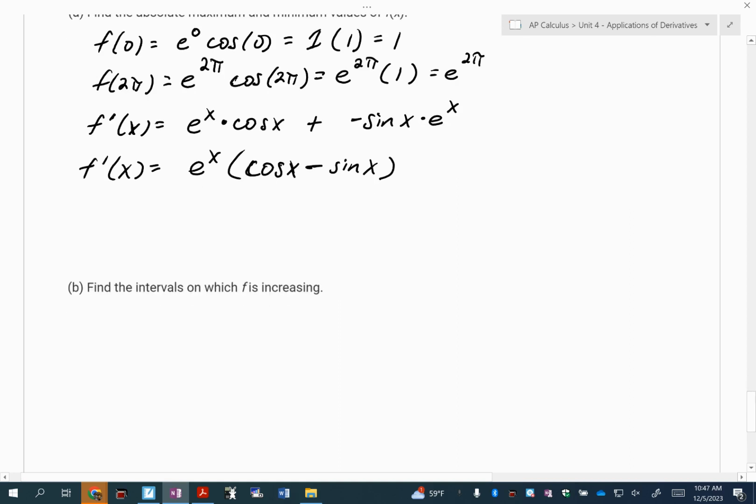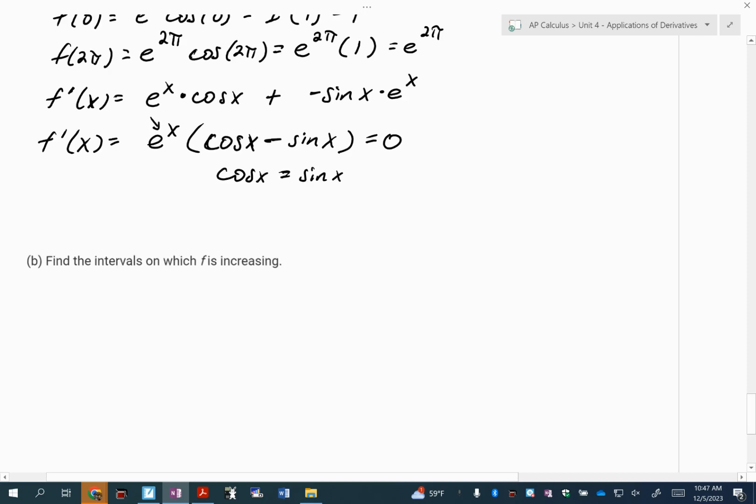Now, there's no way to make this undefined, so I'm going to set it equal to 0. There's actually no way to make e to the power of x become 0. E to the 0 power is going to be 1. E to the first power is e. E to negative powers, like e to the negative first power, is 1 over e. So this factor will never be able to give a critical point. But if I set the other factor equal to 0, I can move that minus sine x over to get cosine of x equals sine of x.